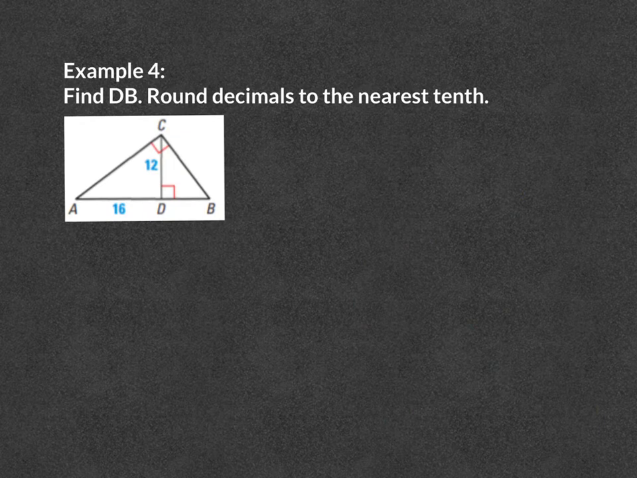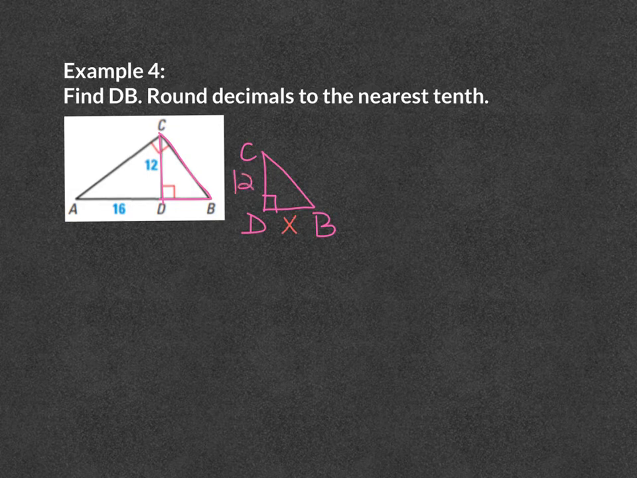Example number 4. Find dB, round decimals to the nearest tenth. So what I'm going to do is take this triangle and I'm going to make it into two separate triangles. So I'm going to start with the small one, which is the pink one. I'm going to draw it over here. I'm going to label it C, D, B. Since we are looking for dB, I'm going to make that X. My height in this triangle is 12.